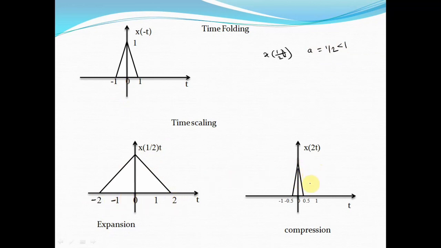And here compression is represented. Compression is represented by x of 2t. In this case the value of a is equal to 2, which is greater than 1. If it is greater than 1, it represents a compression, and therefore you can see the signal is compressed to half, because here we divide minus 1 to 1 by 2. So the signal will be compressed, and now it lies between minus 0.5 to plus 0.5. So these are some of the basic operations that are performed on the continuous time variable.